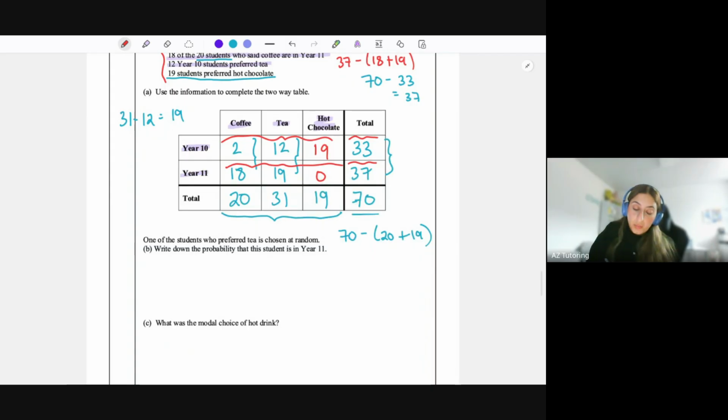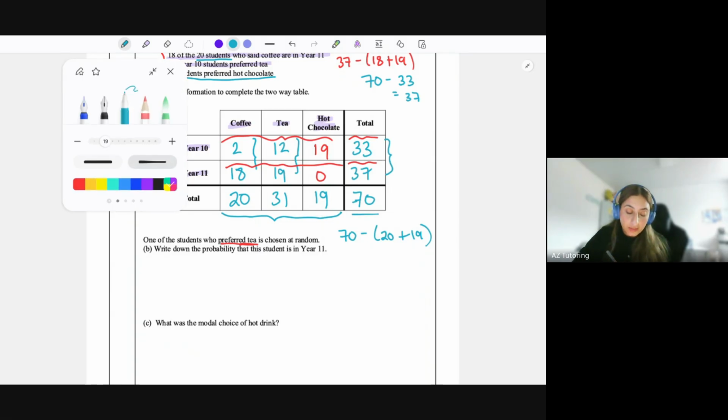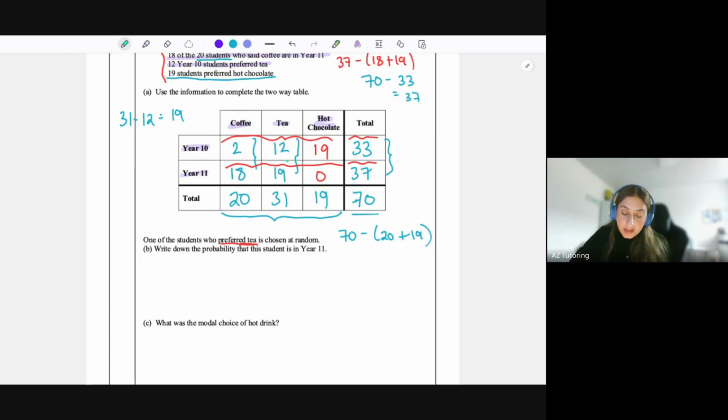Part B says, one of the students who preferred tea, so we need a student who prefers tea, is chosen at random. Write down the probability that this student is in year 11. So how many year 11 students prefer tea? So let's look at that. Year 11, tea, there was 19. 19 students out of the year 11 preferred tea. And altogether, how many kids preferred tea? It was 31. So that is going to be 19 divided by 31. Because out of the total amount of kids who like tea, there was 31 and only 19 of them were in year 11. That's what the question is asking.